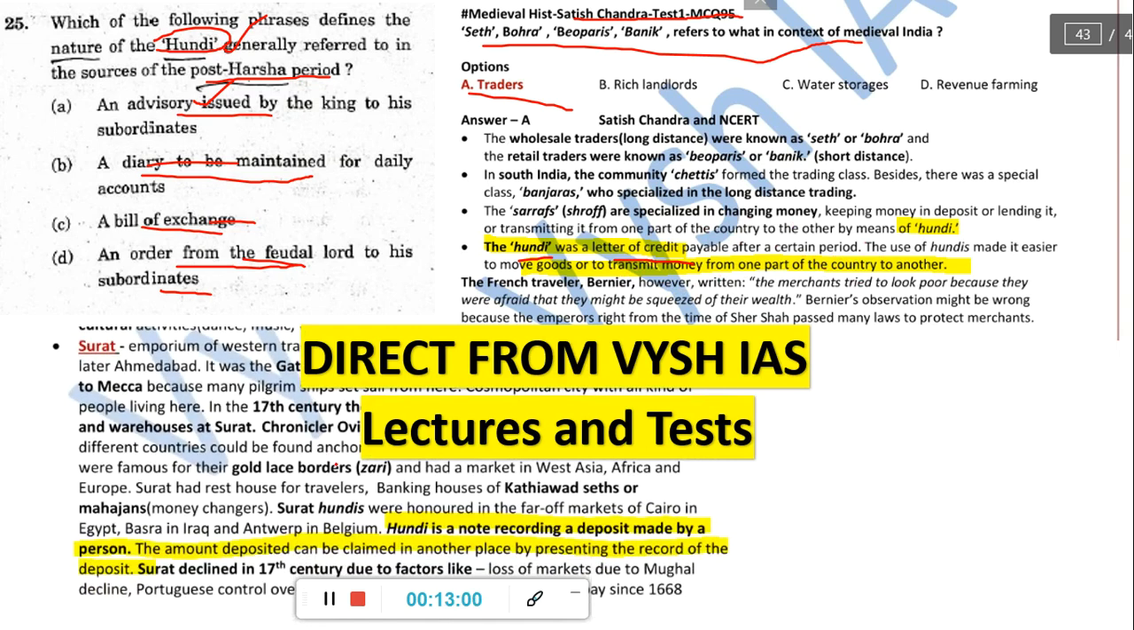Again in the detailed explanation part, I think this is from NCERT. It is a note recording a deposit made by a person. The amount deposited can be claimed in another place by presenting the record of the deposit. So it's like a bill, a bill of exchange. This is the way you can solve questions if you have done just 2 textbooks: the medieval history Satish Chandra textbook and the NCERT textbook. This much easy it is if you stop following unwanted Telegram groups and WhatsApp groups and unwanted notes from toppers and all.